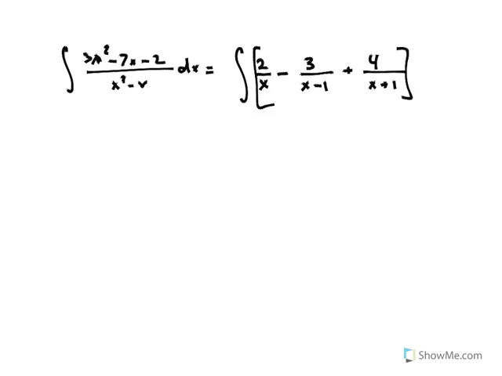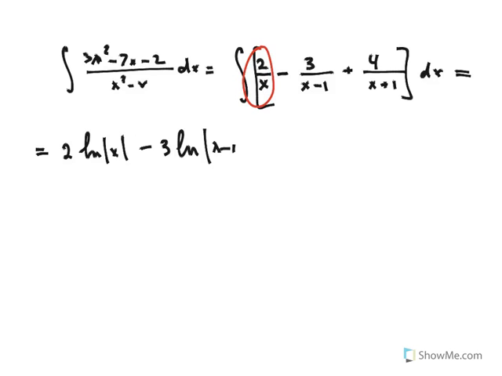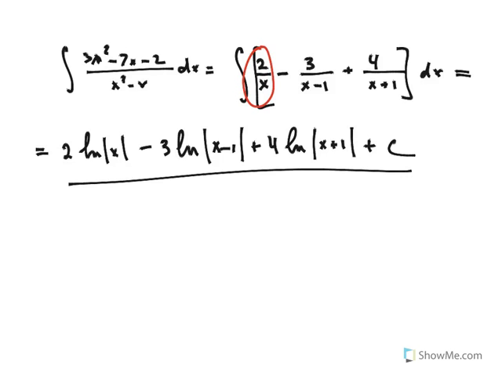And the whole thing needs to be in brackets or parentheses because you have dx at the end. So the rest of it is very simple. Integral of 2 over x is just 2 ln of x. Always use absolute value. So minus 3 ln of absolute value of x minus 1 plus 4 ln absolute value of x plus 1 plus C. Finished. So hopefully this makes sense.